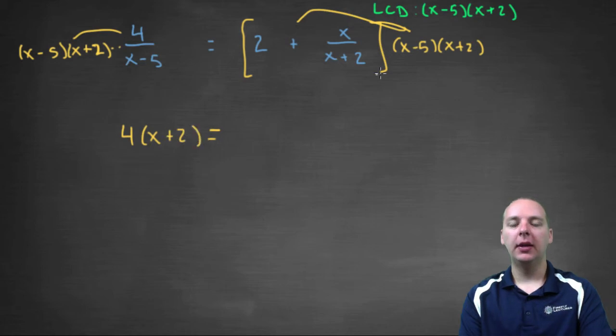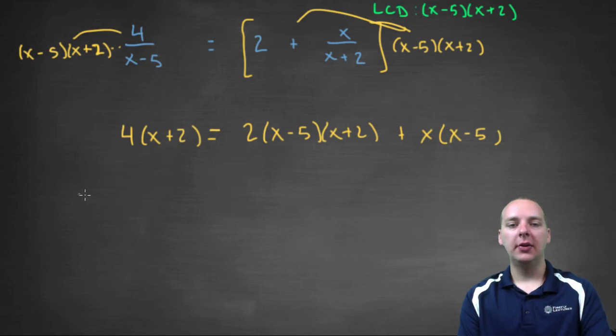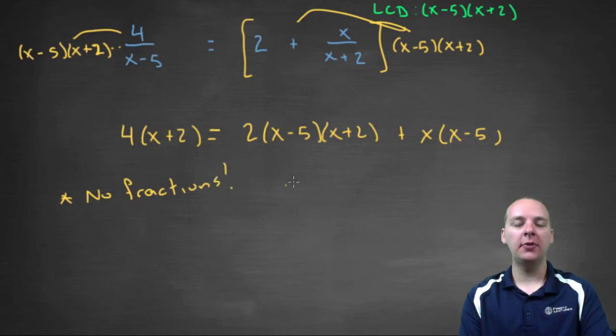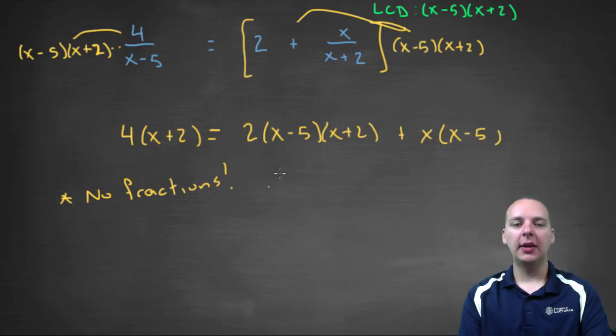And on the right side, when you distribute, you'd have 2 times x minus 5 times x plus 2. And when you distribute to the second term, the x plus 2's cancel, and you get x times x minus 5. And notice here, now you have no more fractions. And that's great. That makes it a lot easier to solve. And you can probably finish it out from there. You FOIL and distribute or do whatever you need to do, take that equation and solve it and get your answer.